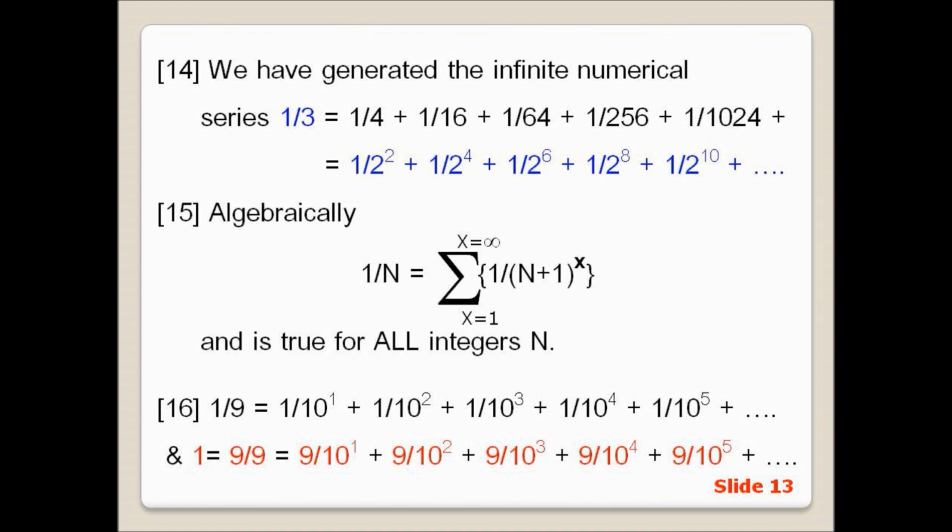Algebraically, 1 over n is equal to the summation between x equals 1 and infinity of the reciprocal of n plus 1 to the power x, and is true for all integers n. 1/9 equals 1/10 plus 1/100th plus 1/1,000th plus 1/10,000th plus 1/100,000th and ad infinitum, and 1 is equal to 9 over 9 is equal to 9/10ths plus 9/100ths plus 9/1,000ths plus 9/10,000ths plus 9/100,000ths ad infinitum.